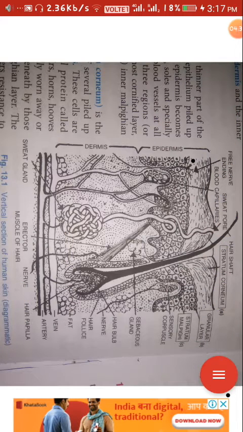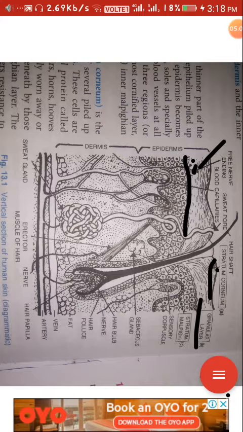Okay, this top part, you can see with the arrows, is the stratum corneum. This is the first part of the epidermis. The second part is the granular layer. The top part of these cells, where you can see there are many cells, is the granular layer. The other one is the stratum malpighi.